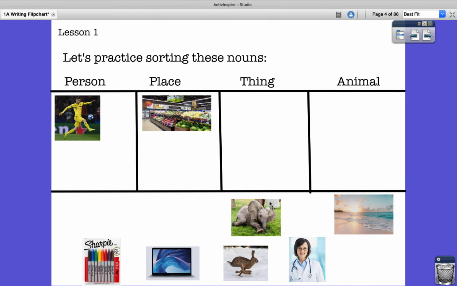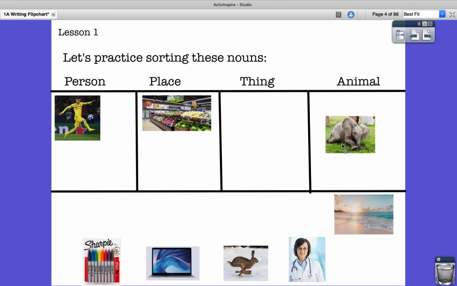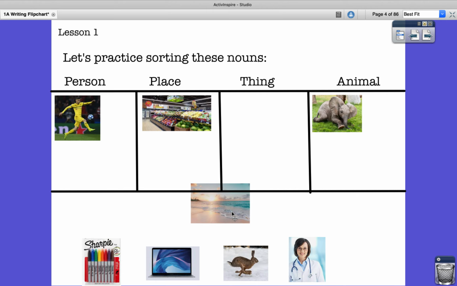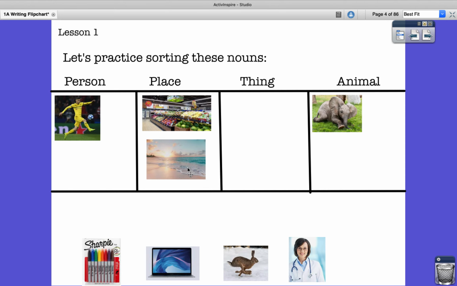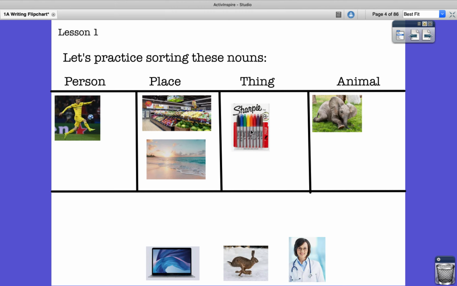Okay, this is a baby elephant. We know that elephants are animals. Oh, this is one of my favorite places to go visit. This is the beach. So the beach would get put under place. Okay, Sharpies are a type of marker. This is a thing that we use to write or draw with. So Sharpies will go under thing.